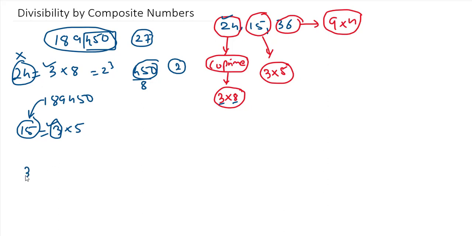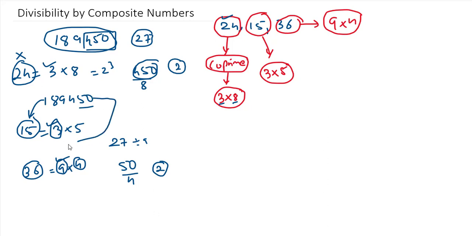Likewise, if you want to check the divisibility by 36, which is 9 into 4, for 9 we have to find the digital sum, which was 27. Now since 27 is divisible by 9, this is okay. For divisibility by 4, we have to check the last 2 digits. The last 2 digits in this case are 50. 50 is not divisible by 4; the remainder is 2. Hence we can say that this number is not divisible by 36.